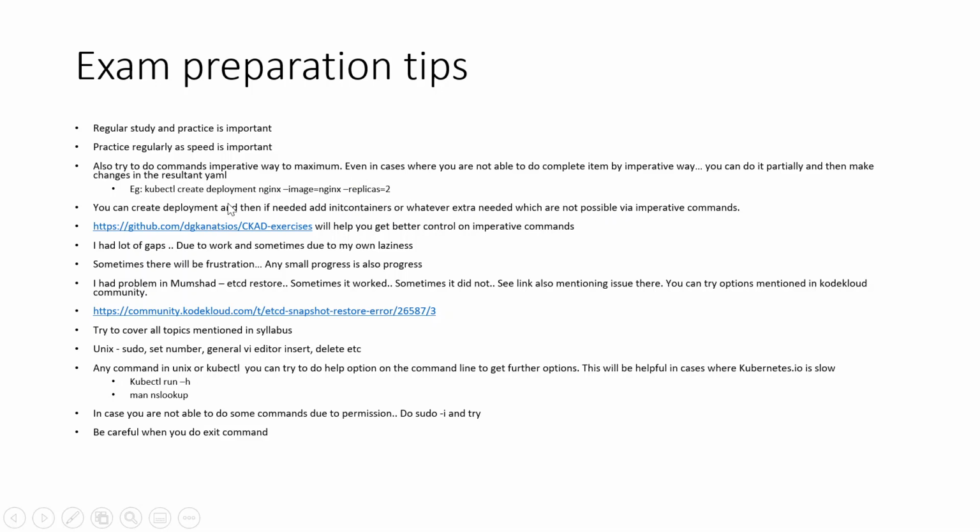Instead of directly creating the deployment, you can also use dry-run equal to client, get the YAML, and make the modifications, like adding init containers or whatever extra is needed. So you can do that, get the YAML and create the particular thing. And this link, the CKA exercises, will help you have better control on the imperative commands. So make sure that you practice it at least 2 times.